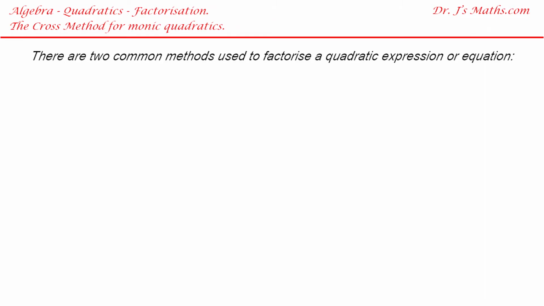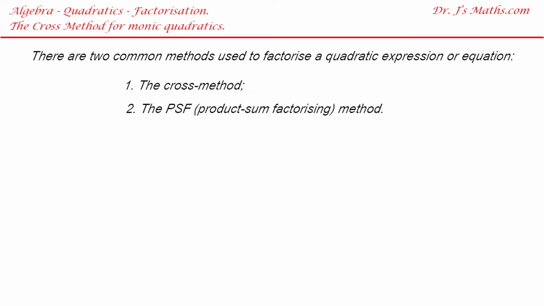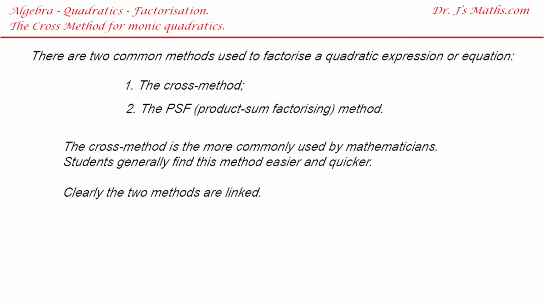There are two common methods used to factorise a quadratic expression or equation, the cross method or the PSF, product sum factorising method. The cross method is the more commonly used by mathematicians. Students generally find this method easier and quicker. Clearly the two methods are linked.